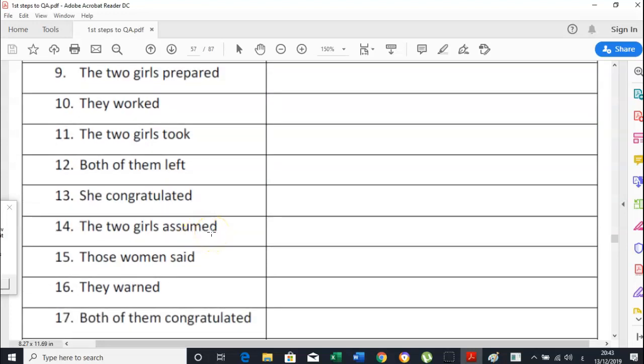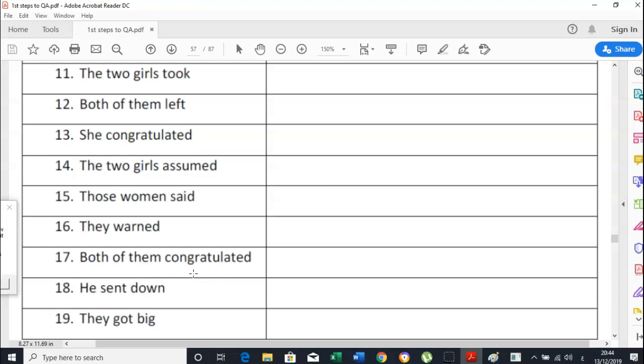Hasiba is the next one. Those two girls assumed. Yeah, Hasibata. Those women said. Remember, it's that rule now. Say again. Qulna, very good. So huwa qala, huma qala, hum qalu, hiya qalat, huma qalata, hunna qulna. Number 16, warned, anzara, not anzala, anzara.